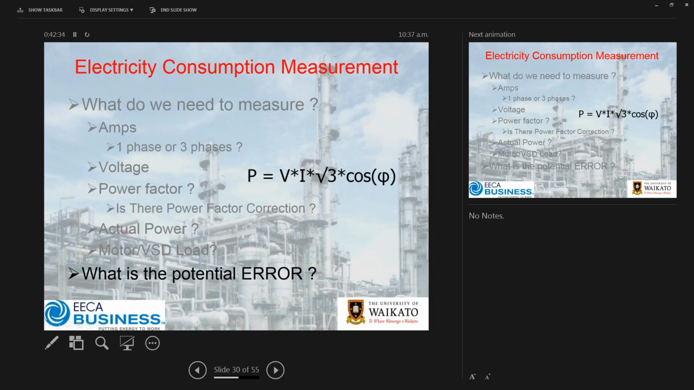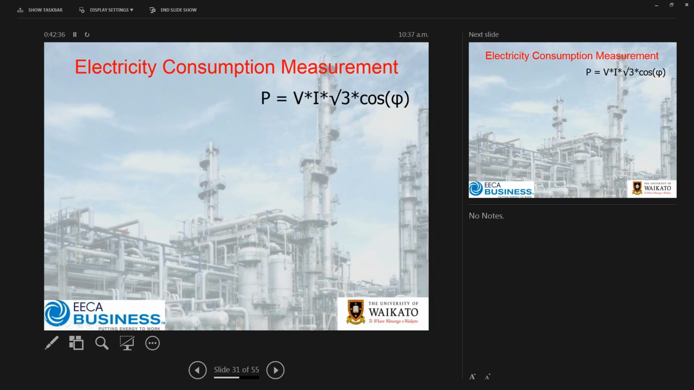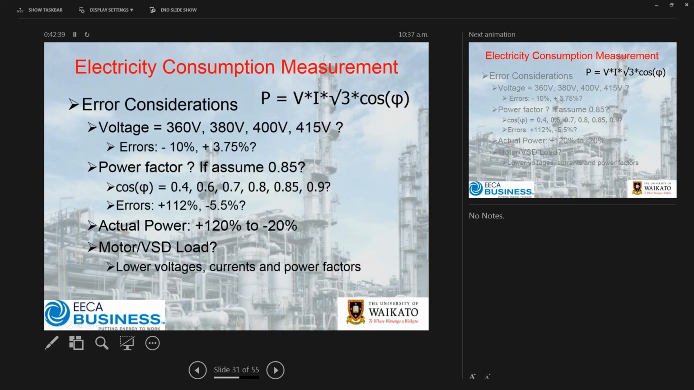Now, let's consider for a minute what the errors are. So here's our equation up the top there. If we look first of all at voltage, voltage in practice could vary depending on where we are in the country. It could be as low as 360, could be as high as 415. Now if we assume 400 volts, at 360 volts our error could be under 10%, or at 415 we're over 3, nearly 4%. So when we're assuming voltage, we leave ourselves open, but plus or minus 10%, you might be prepared to tolerate. That's probably not the end of the world.